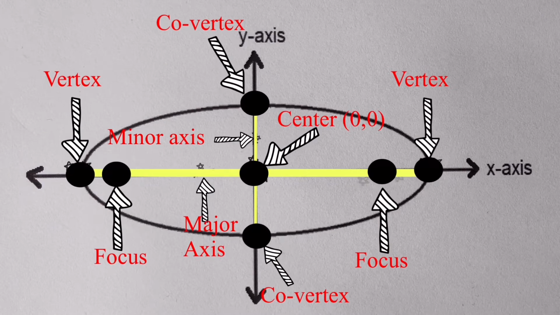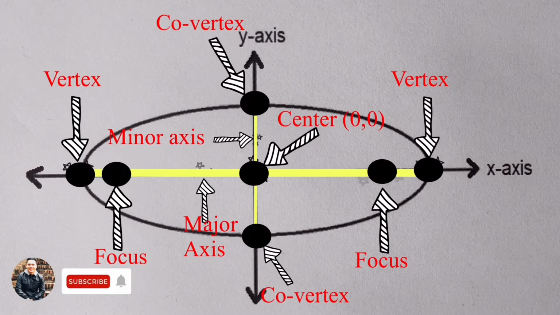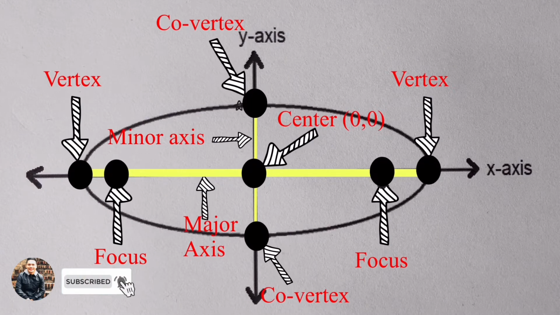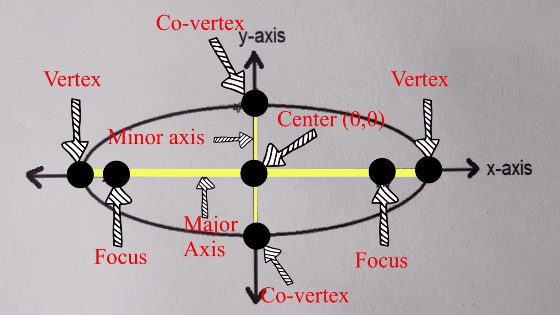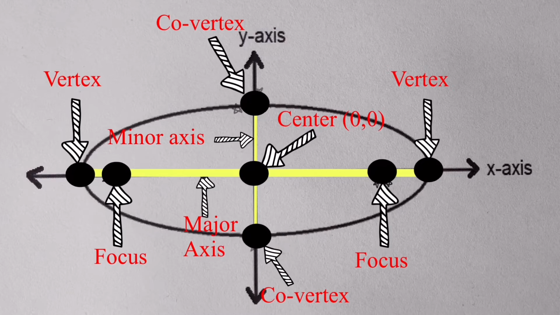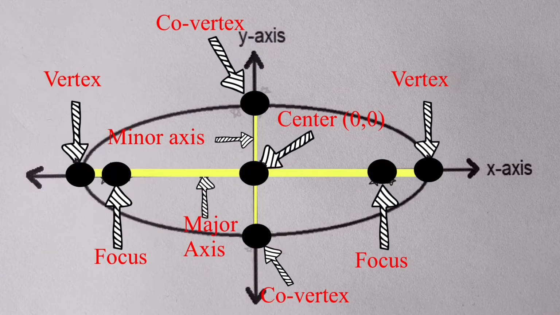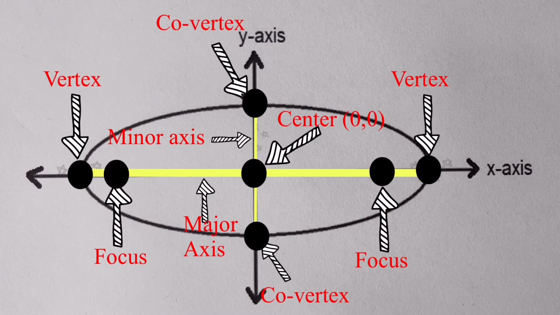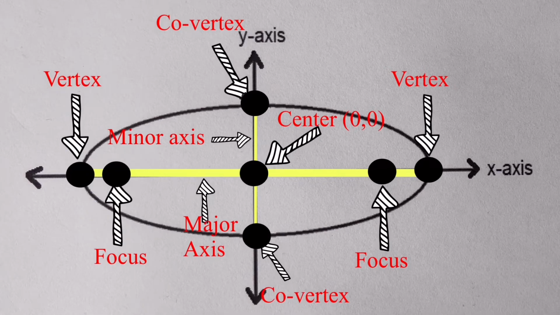So these two points right here are the foci of the ellipse. The plural for focus is foci. This focus is always going to lie along the major axis. Please remember that the foci of an ellipse are two fixed points on its major axis such that the sum of the distances of any point on the ellipse from those two points is constant. So those are the basic parts of an ellipse.